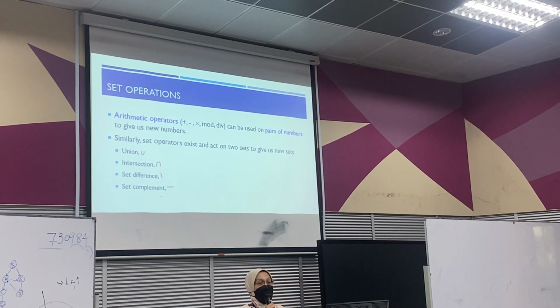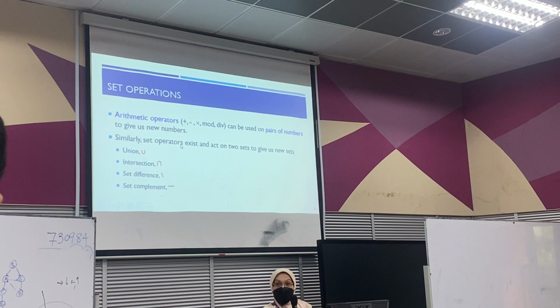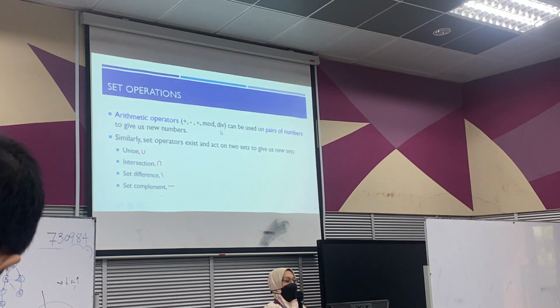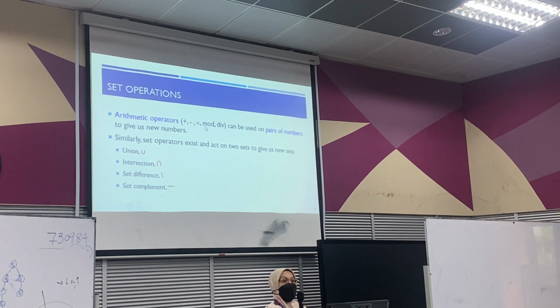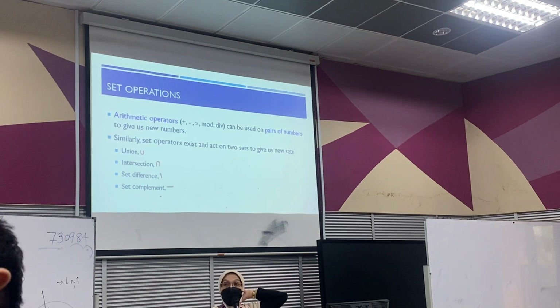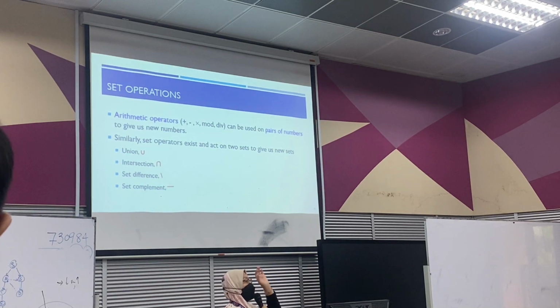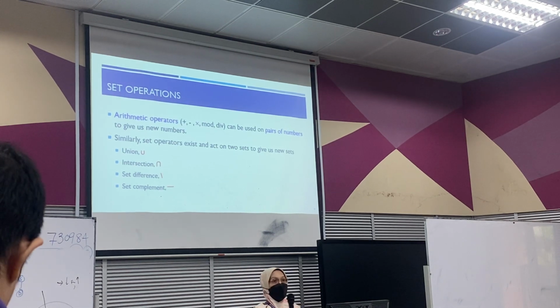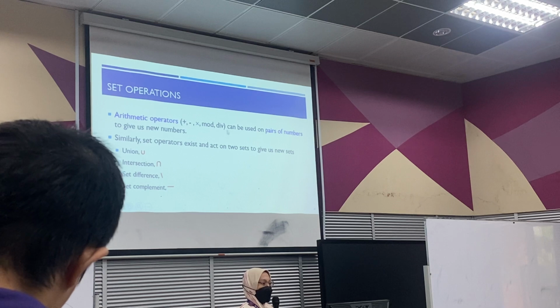Arithmetic operations, normally no problem. Plus, minus, times, no problem. But because we are using N and Z only, for divide, you have to use the keyword div. For modulus, to get the remainder, you use MOD. Same as your tutorial 1 last week. So you have to make sure that you use these two. Plus, minus, times, no problem.